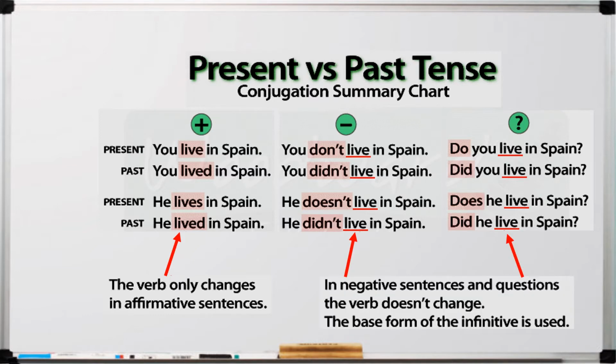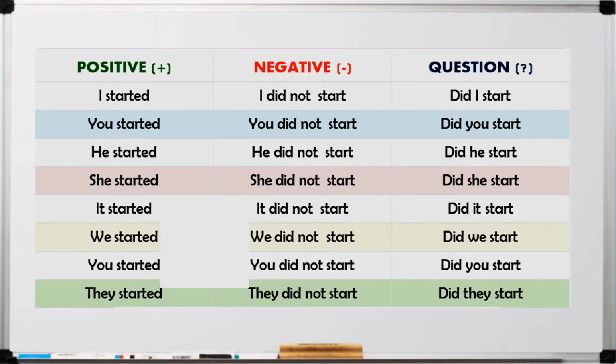So you can notice then, in both cases, in negative and question forms, the verb doesn't change, and we use the base form. Good, right? This is easy to remember because if we know how to conjugate in present, then we can. Now, these are the general rules. In affirmative, we say I started, you started, he started, she started, it started, we started, you started, they started. The ending is ed. That's the regular verbs conjugation.